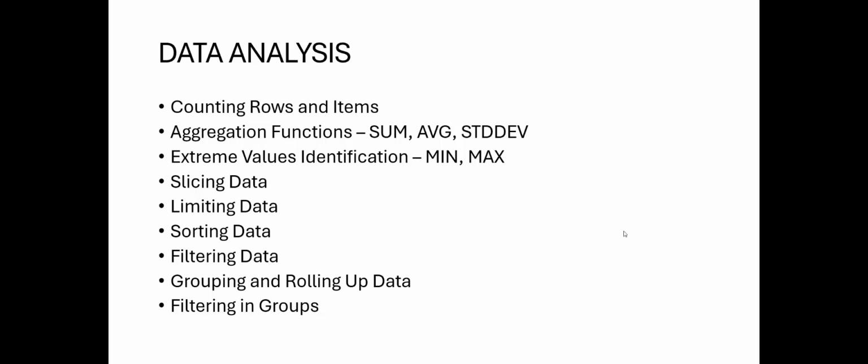The topics we will be covering are as follows: counting rows and items in a dataset, finding key statistics of data using aggregation functions, identifying extreme values in data, slicing data, limiting data, sorting data, filtering text patterns in data, grouping and rolling up data to see the big picture, and deriving insights, filtering data coming from groups. First, we will learn how to get the number of rows in a table.